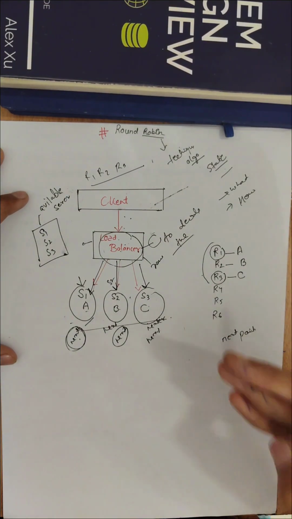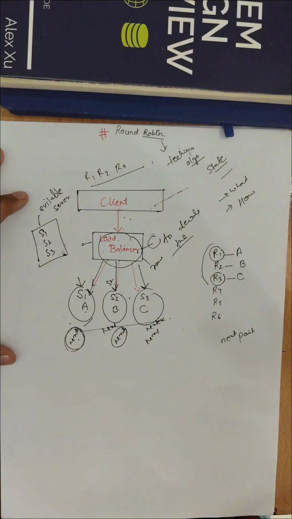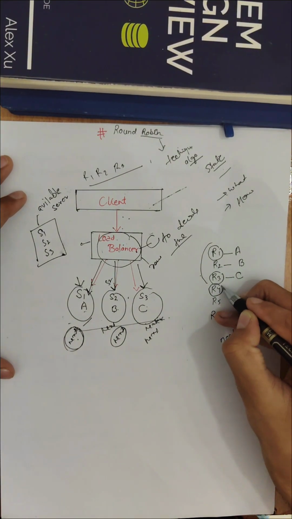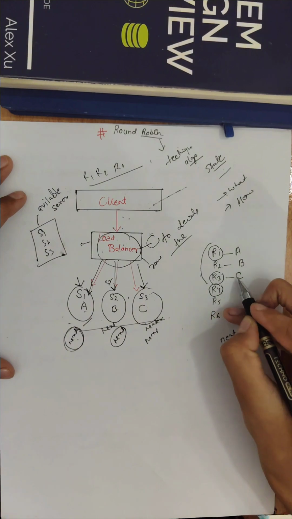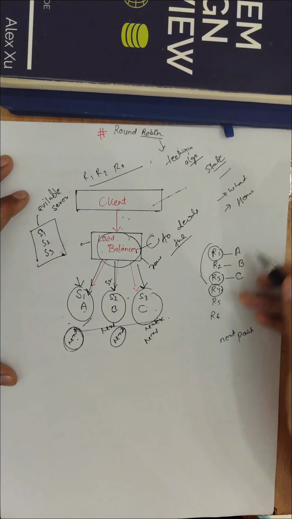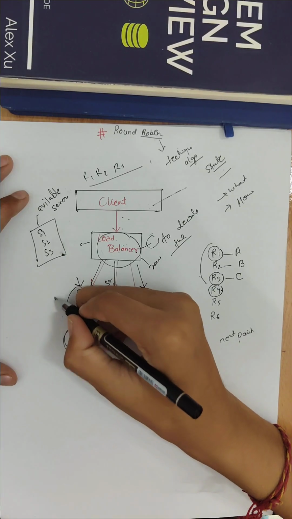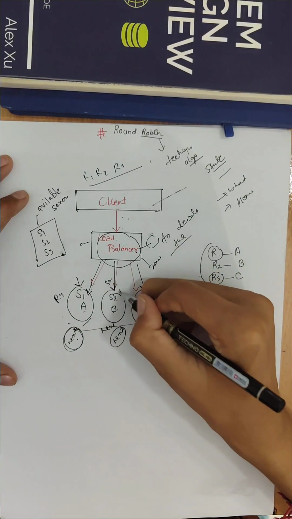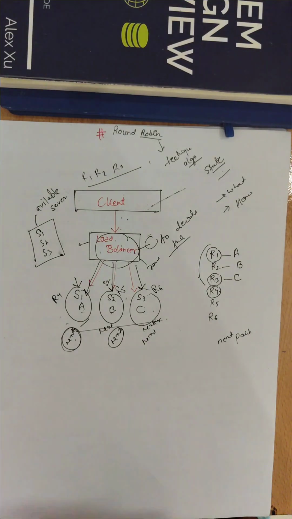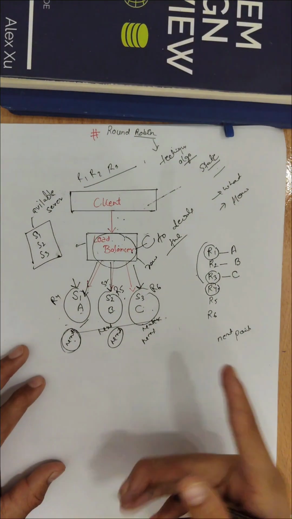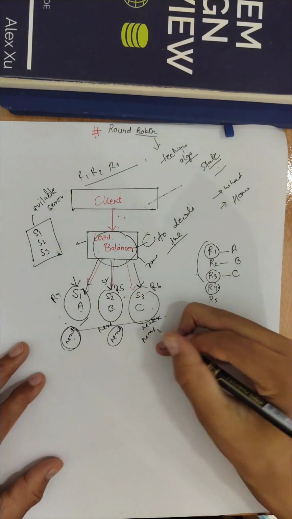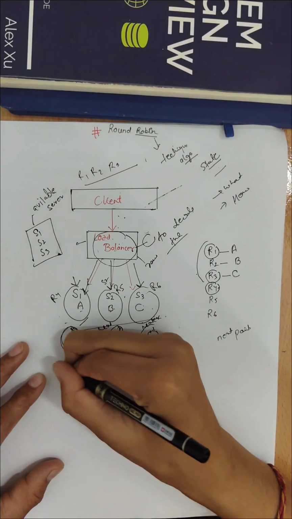The thing is, when the request hits the last server, to which server will the next request pass on? Let's say we have a 4th request, and the 3rd request has already hit the last server. Now request 4 will again pass on to server 1, then request 5 to this server, and request 6 to this server. So here round robin creates a cycle. Whenever the request hits the last server, the next pointer will again move to the first server.